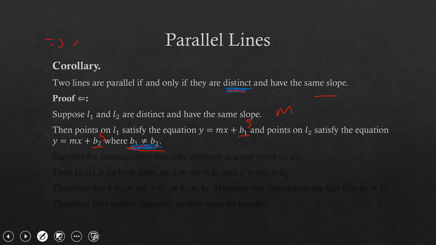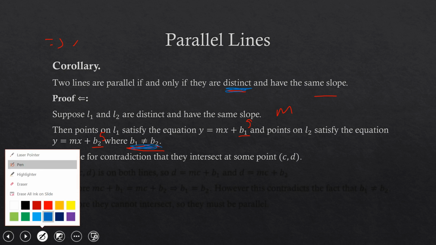Okay, so we're going to attack this the same way. How do we figure out that they never ever meet? The only real way to approach this is to say, well, what happens if they did meet? What happens if they did meet at some point? So suppose that they met at some point. We're going to show that this is going to be impossible. Okay, so we've got some intersection point (c, d).